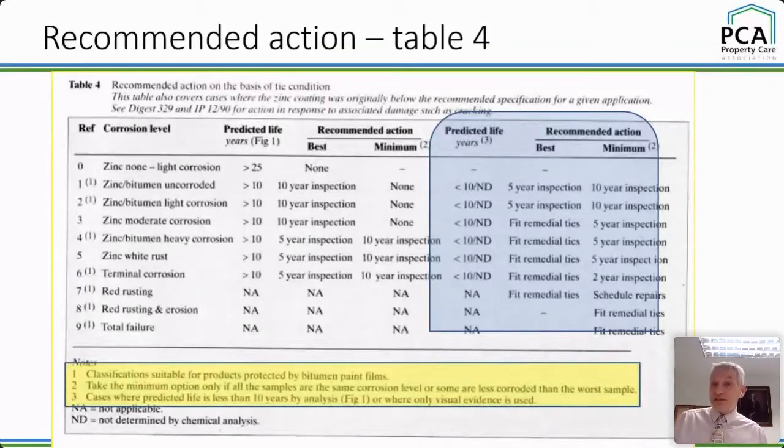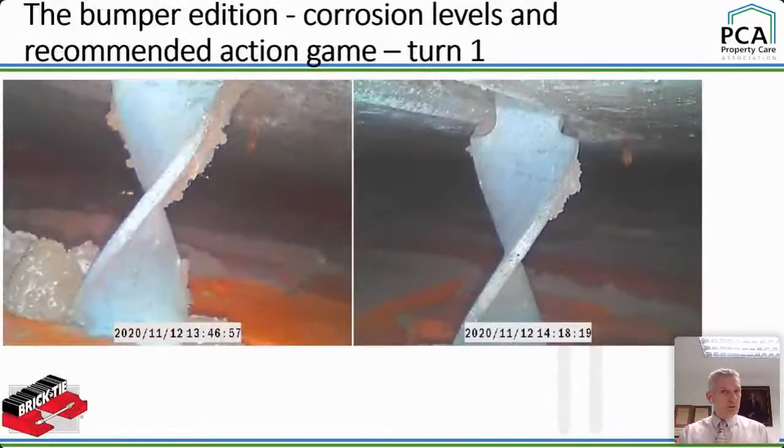Now, when is best and minimum appropriate? There's some guidance I've highlighted in yellow. This really does sound like it was written by Donald Trump. Listen to this. Take the minimum option only if all the samples are the same corrosion level or less corroded than the worst. I don't know what that means. Anyway, so we always apply best. We always recommend best, especially on a pre-purchase survey, but we make the client aware that there is a minimum. That's being fair.